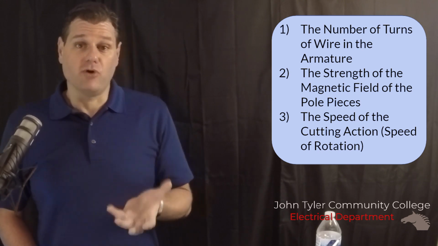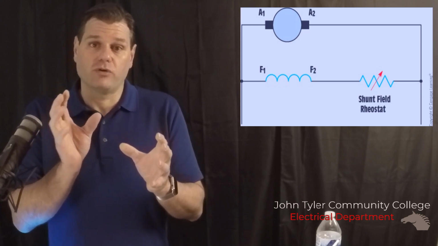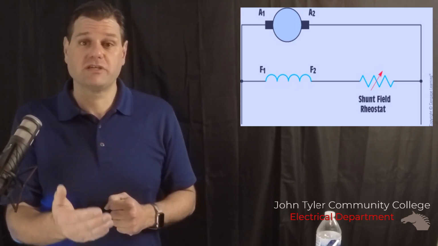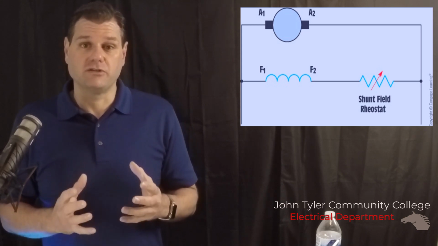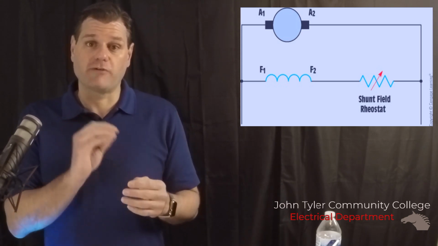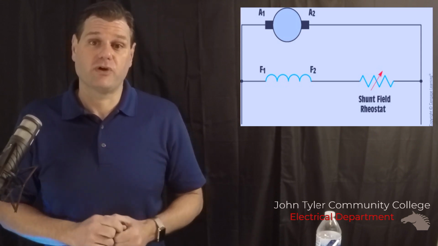But if you want to adjust the voltage, what we can do is actually put a rheostat or a variable resistor in series with our shunt winding. What this allows us to do is actually reduce how much current flows through it. The less current flows through a conductor, the less magnetic flux, right?